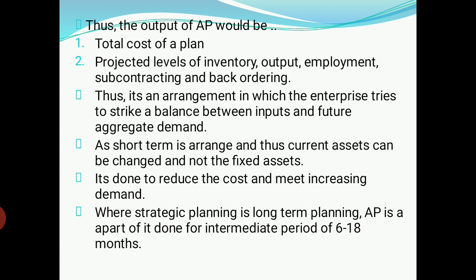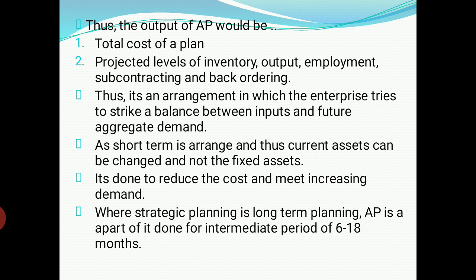How well we can do that is what aggregate planning is all about. Strategic planning is long-term planning, as I have told you earlier; it is done for a long period of time. Aggregate planning is a part of the strategic planning which is done for the intermediate period of 6 to 18 months. We take the expected demand and try to meet it with the existing capacity, and again we plan. Once those 18 months are clear and we know the results, we can plan for the next 6 to 18 months, and likewise.